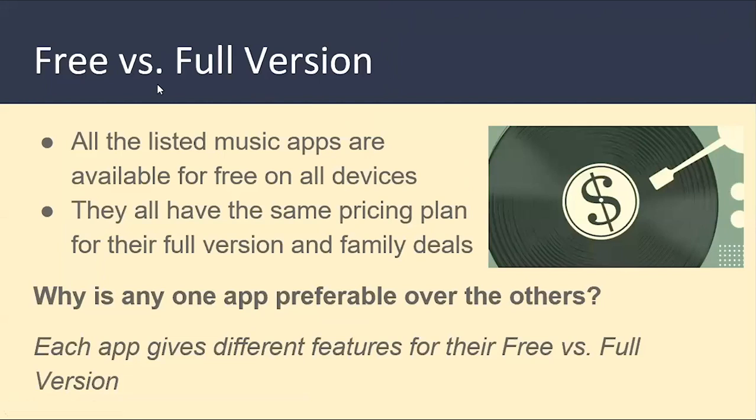So now to talk about the free versus the full versions of the applications. All the listed music apps are available for free on all devices, and they all have the same pricing plans for their full version and family deals. Why is one app preferable over the others? This is because each app gives different features for their free versus full version. So each one will come with different options and availabilities within the app.